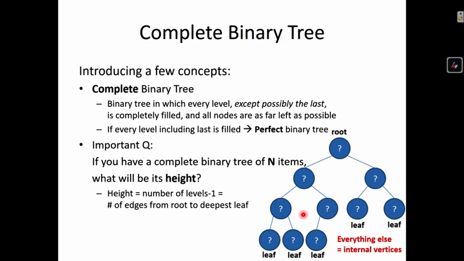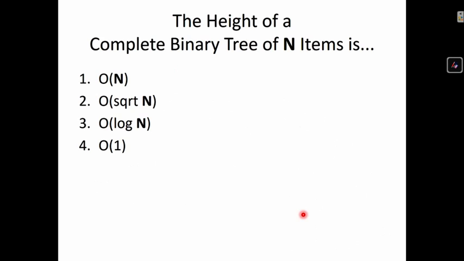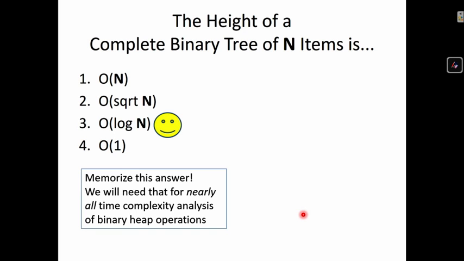So in general, if I have n items, what is the height of my complete binary tree? I'll give you 4 options: O(n), O(square root of n), O(log n), O(1), and the rest of the people don't know. It's number 3, O(log n). So memorize this, because we'll need it for almost all of your time analysis of binary heap operations.